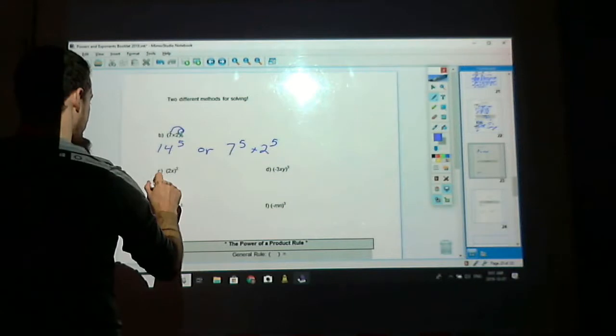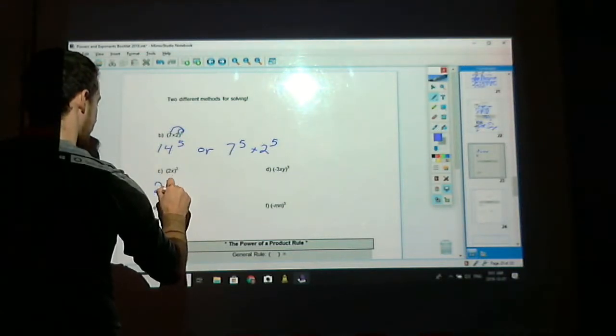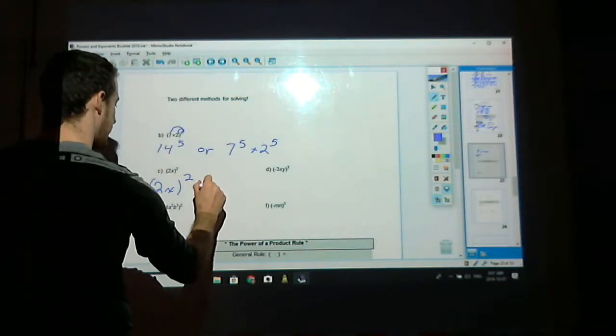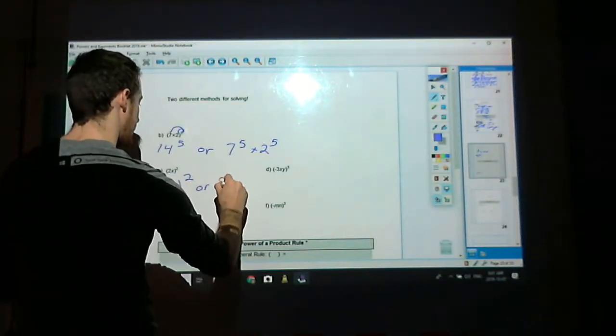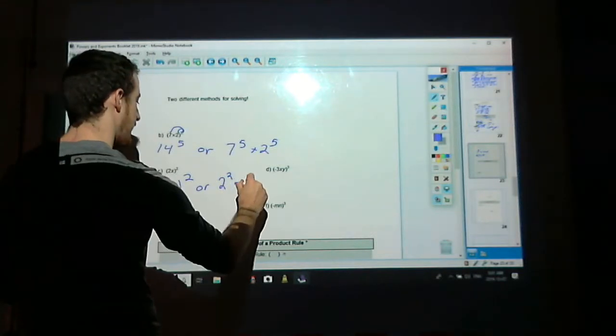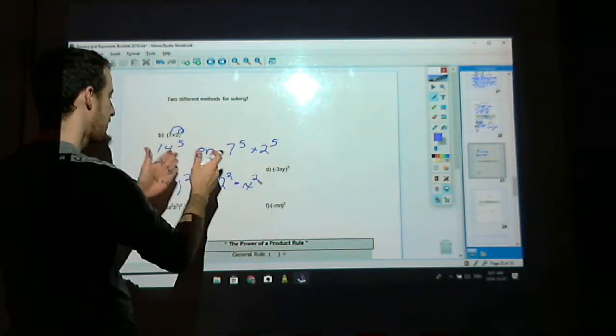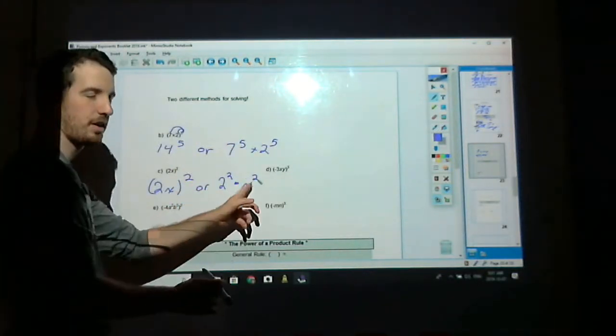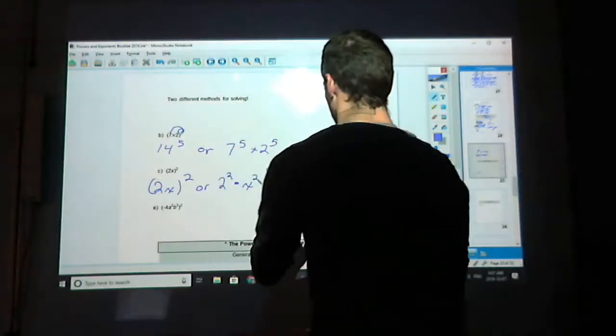So here we have 2x to the power of 2, or we can look at it as 2 to the power of 2 times, that dot means times, x to the power of 2. Sometimes it'll be easier to go this way, sometimes it'll be easier to go this way, especially when we start adding in variables to some of our problems. We're going to want to look at that.